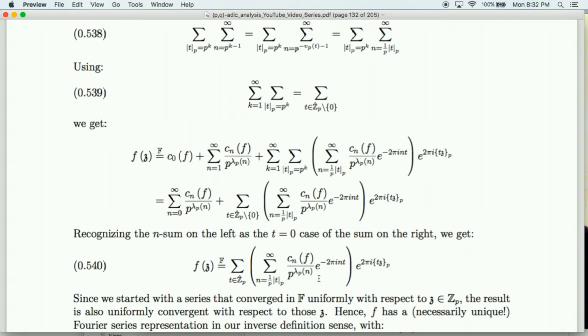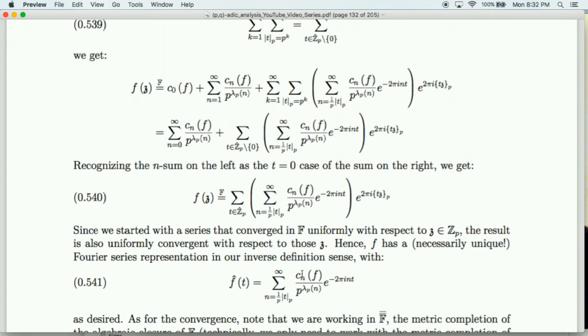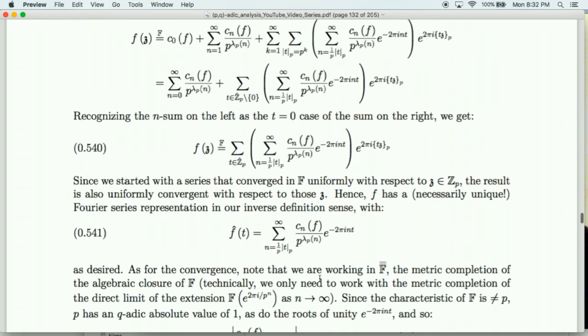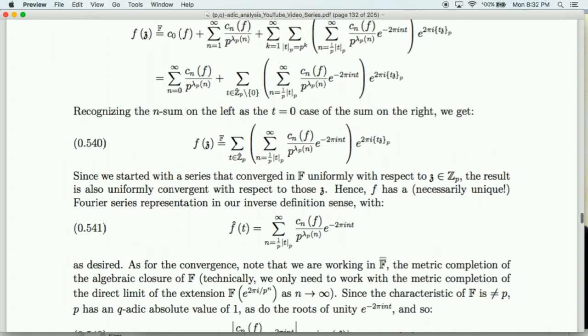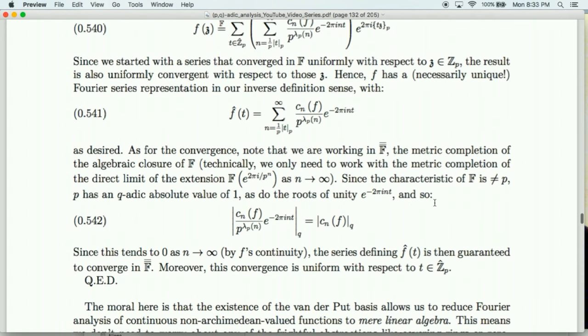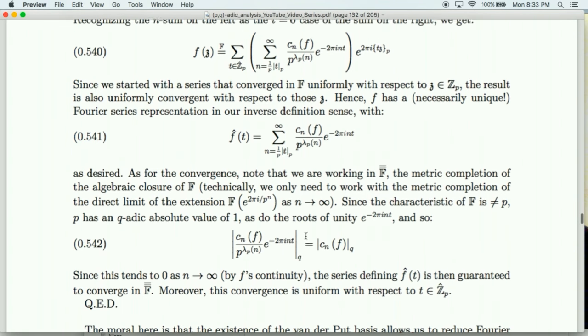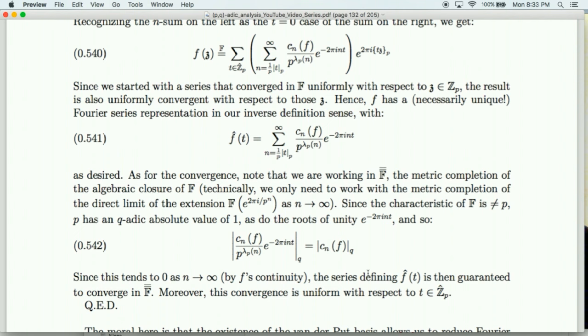We get the following. And since we started with a uniformly convergent series, we finished with a uniformly convergent series, and the result is uniformly convergent, and this then guarantees uniqueness and everything we want, and this is the formula. And the convergence is F double bar, although technically we only need to work in the metric completion of the direct limit of the field joining all of the roots of unity, but there's no problem here. And the thing to note is that since the characteristic of F_p is not equal to p, then p is the q-adic absolute value of 1, and again, it's the uniform continuity by the interchange.